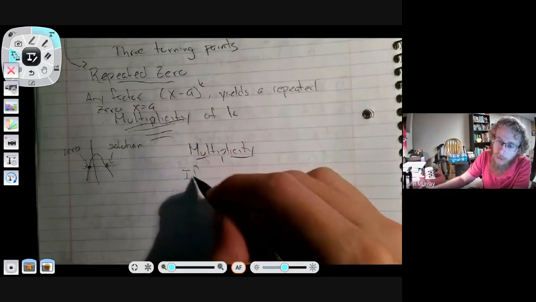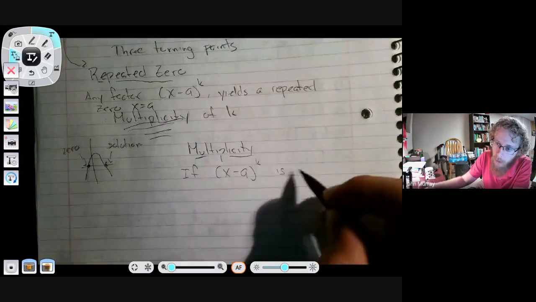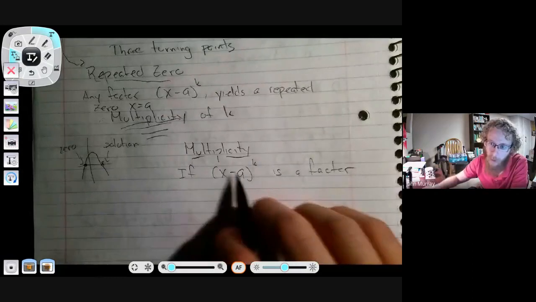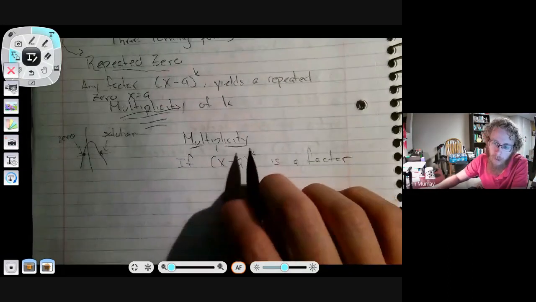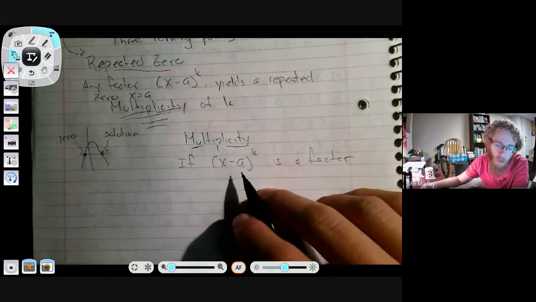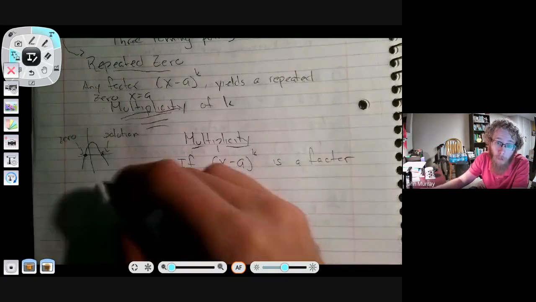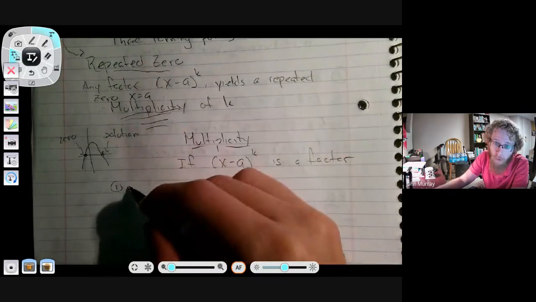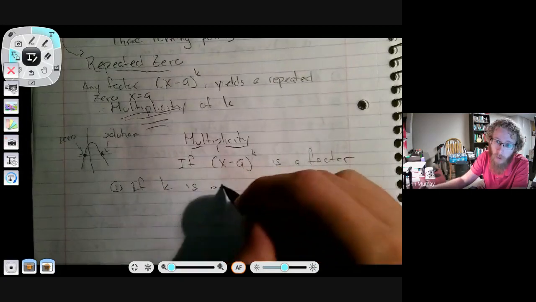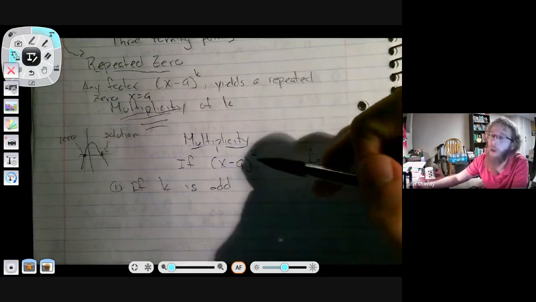So if we have x minus a to some power k, k is going to change depending on what we're looking at. It could be squared, it could be to the 5th, who knows? So our first instance, if k is an odd number, which also includes 1.